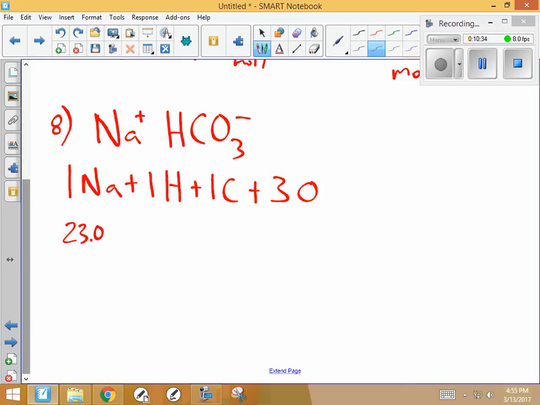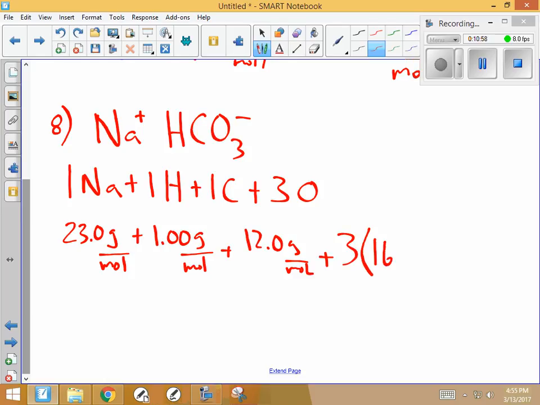Sodium, 23.0 grams per mole. That's its molar mass. So we're going to add that to hydrogen's molar mass, which you'll just use 1 gram per mole. And carbon rounds to 12.0 grams per mole. And 3 oxygens, which are 16.0 grams per mole each. And we multiply by 3. When we do the math, we get 23, 24, 36, plus 3 times 16 is 48.